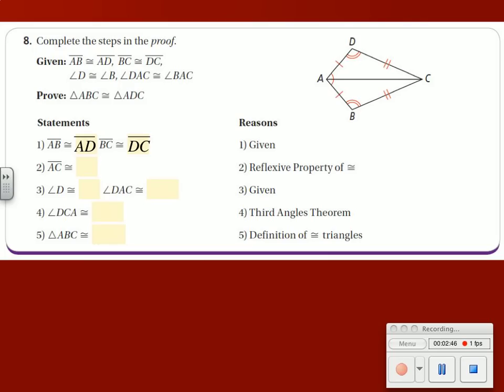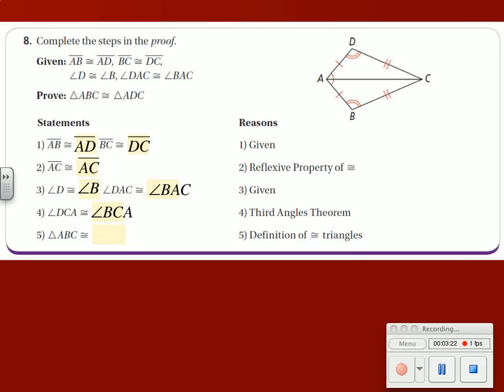Finally, because the segment AC is shared in both triangles, we can use the reflexive property of congruence to say segment AC is congruent to segment AC. In addition, we are given that angle D is congruent to angle B, and that angle DAC is congruent to angle BAC. By the third angle theorem, since we have two angles of the triangles congruent, I can say that angle DCA is congruent to angle BCA.